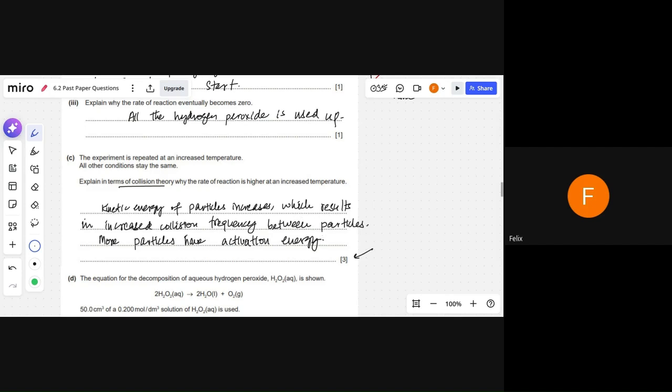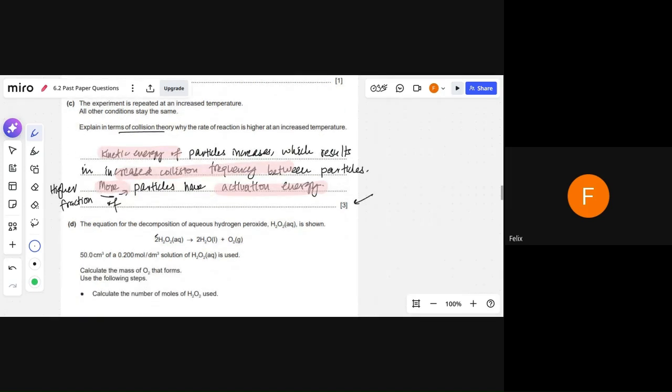Or a higher fraction of particles. So instead of more, you can say that a higher fraction of particles have activation energy. So these are the keywords: kinetic energy of the particles increases, increased collision frequency, and more particles have the activation energy. So these are going to give you the 3 marks, right?